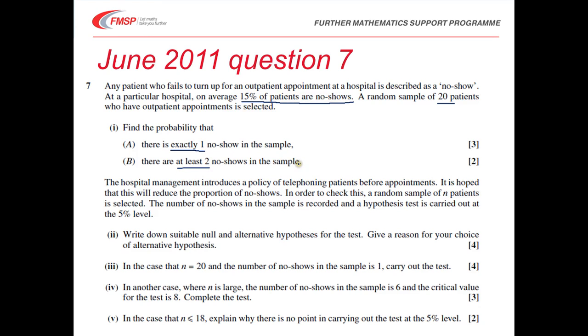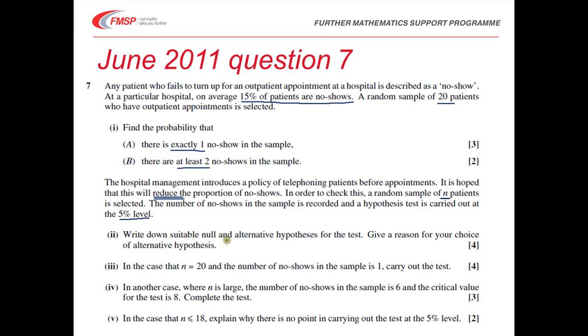Then we are looking at changing the situation. The hospital management introducing a policy of telephoning patients before appointments, and it is hoped that this will reduce the proportion of no-shows. That's important. That's going to give us the form of the alternative hypothesis. They then do a random sample of n patients and hypothesis carried out at the 5% level.